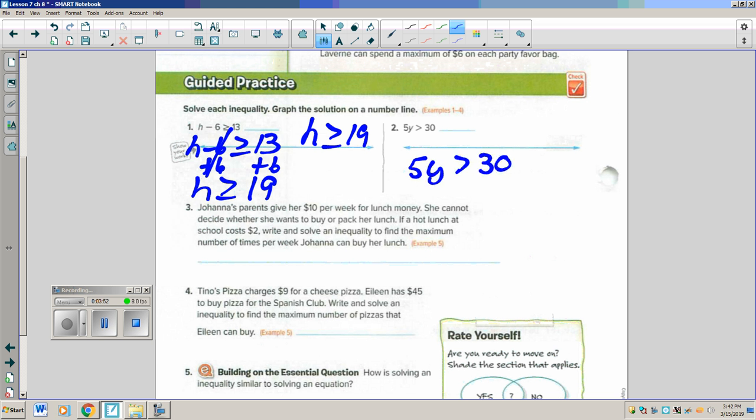5y greater than 30. Show me your work. Divide both sides by 5. That gets the y by itself. Y is greater than 6.